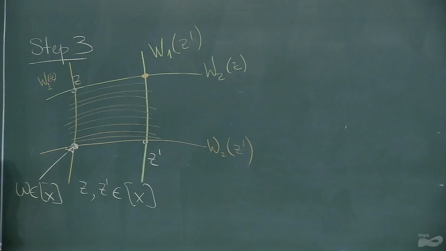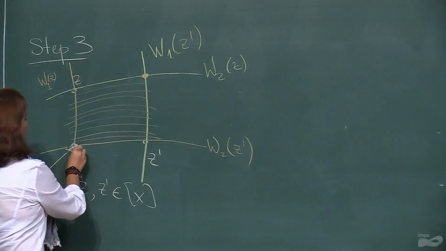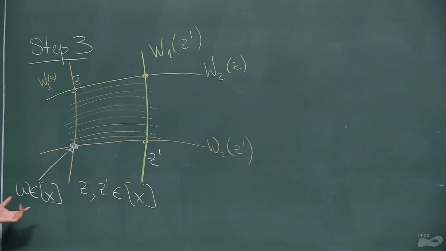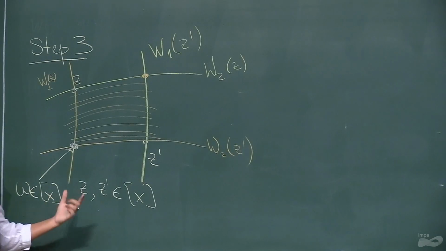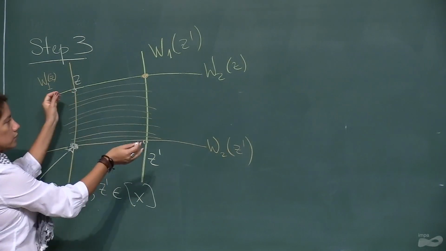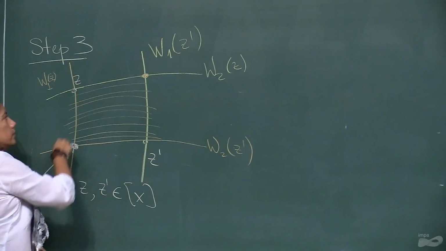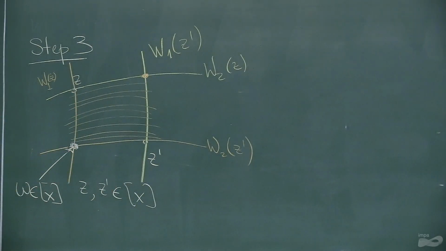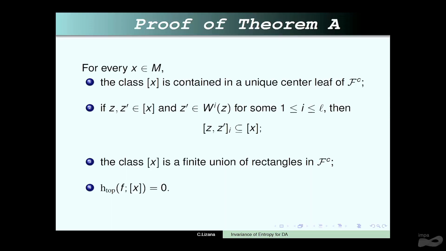So you prove that actually this point belongs to the class, okay? And you can start with a certain small distance here, because the problem could be that this intersection could be empty, but it's not empty, okay? And that is because of this kind of global product structure in the center bundle.